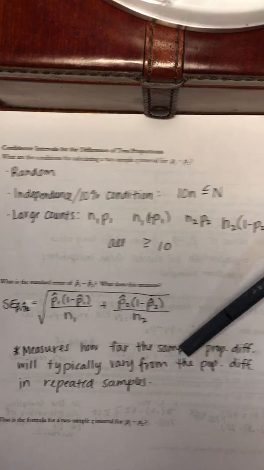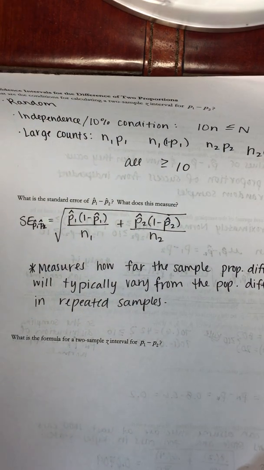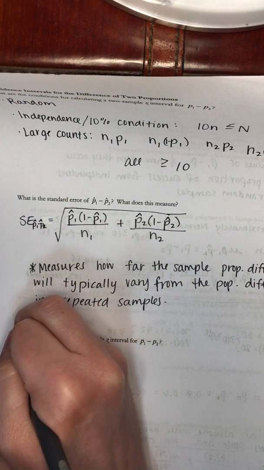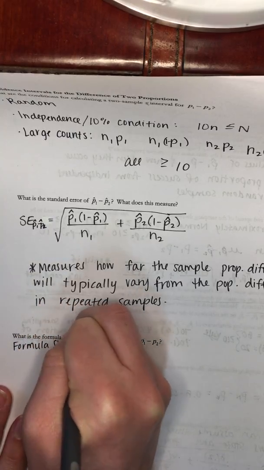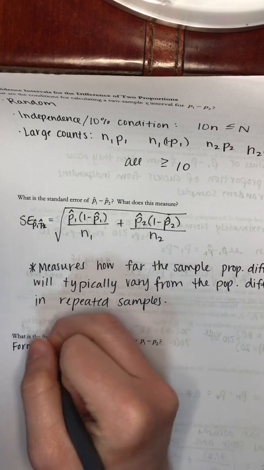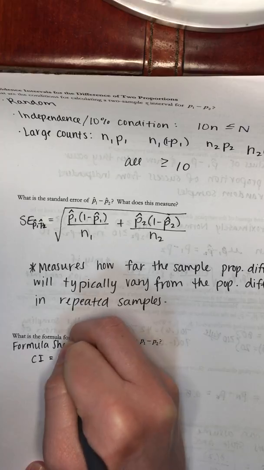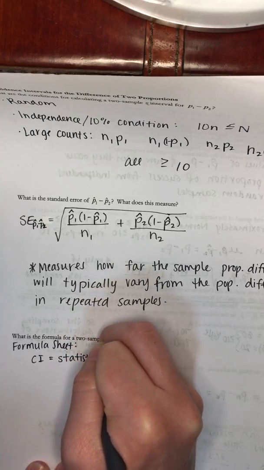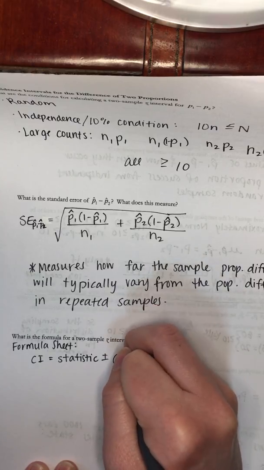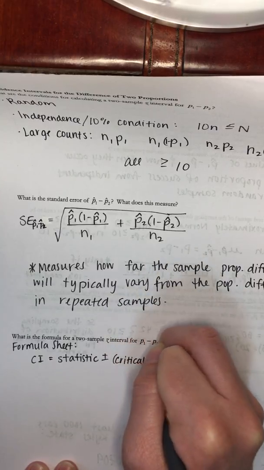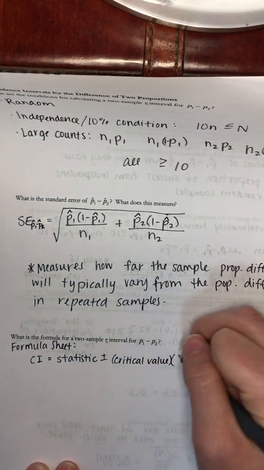Okay, what is the formula for a 2-sample Z interval for P1 minus P2? On your formula sheet, there's confidence interval in words. They have confidence interval is equal to statistic plus or minus critical value times the standard deviation of the statistic.